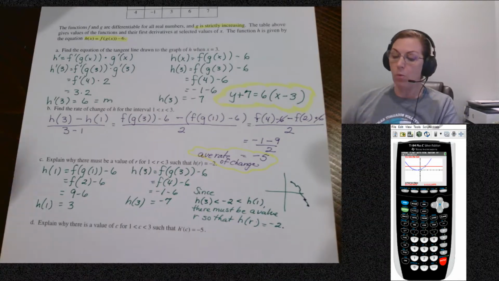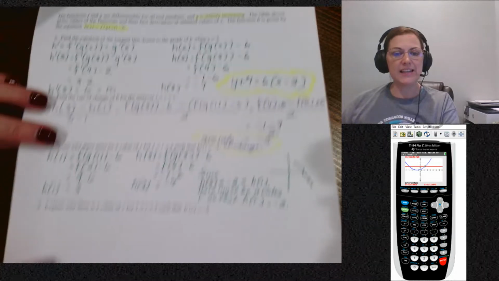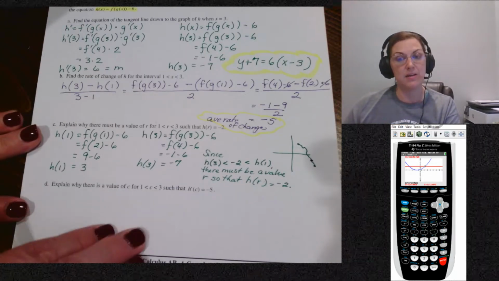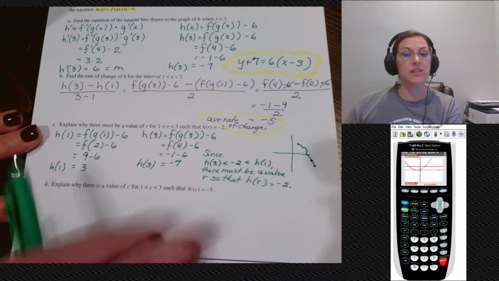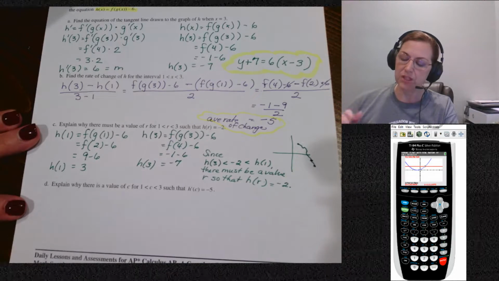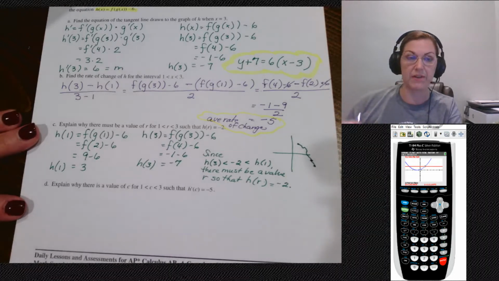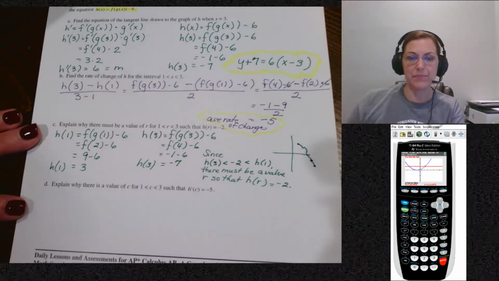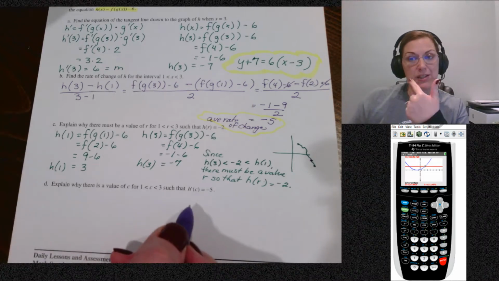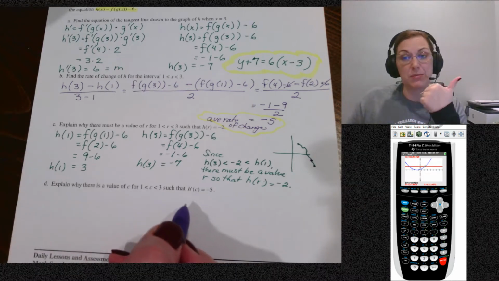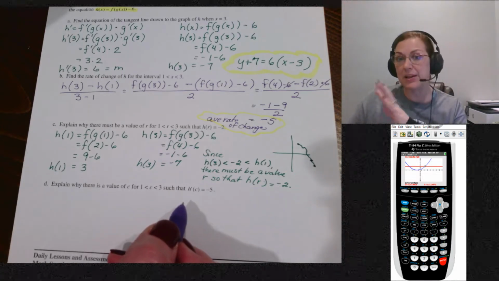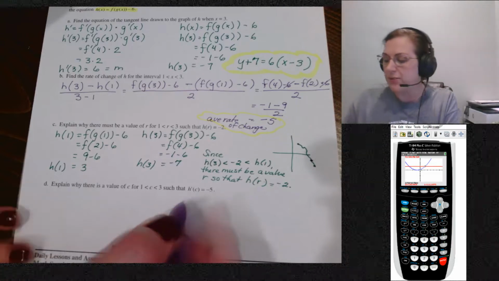Okay, one last one. Look at D. D says, okay, explain why there is a value of c between 1 and 3 so that the derivative equals -5. Remember that when you're guaranteeing a value for the derivative, it's Rolle's theorem or mean value theorem. Rolle's theorem guarantees the derivative equals 0. Mean value theorem can guarantee that it is equal to the average rate of change.